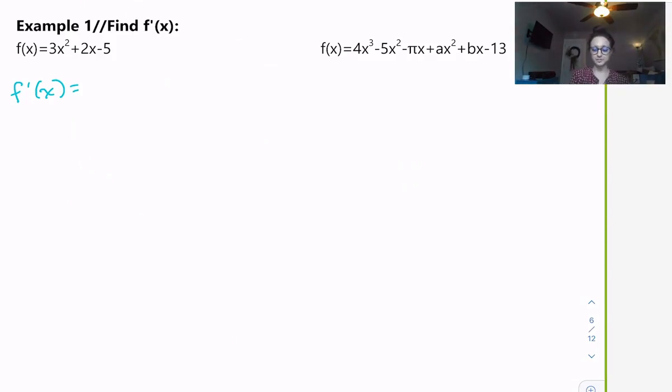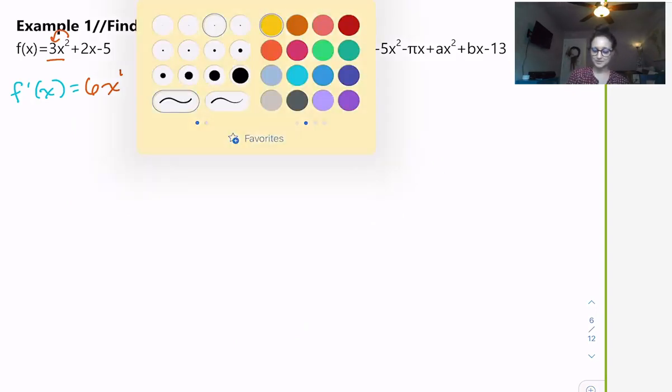All right, so I can go term by term. So if I have this 3x squared, remember I can fly that 2 to the front. That 3 coefficient just comes along for the ride. So I have 6x. Now what's my new power? My new power is 1, right? And I don't have to write it, but I'm going to just write it now for emphasis.